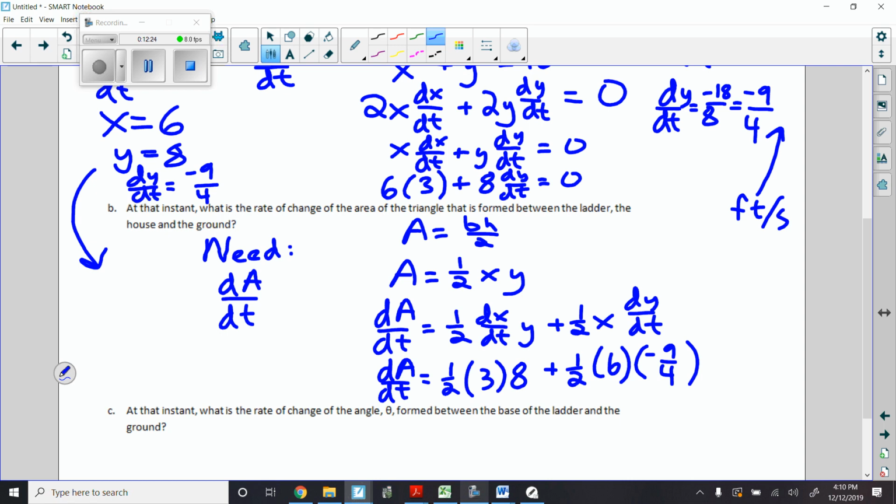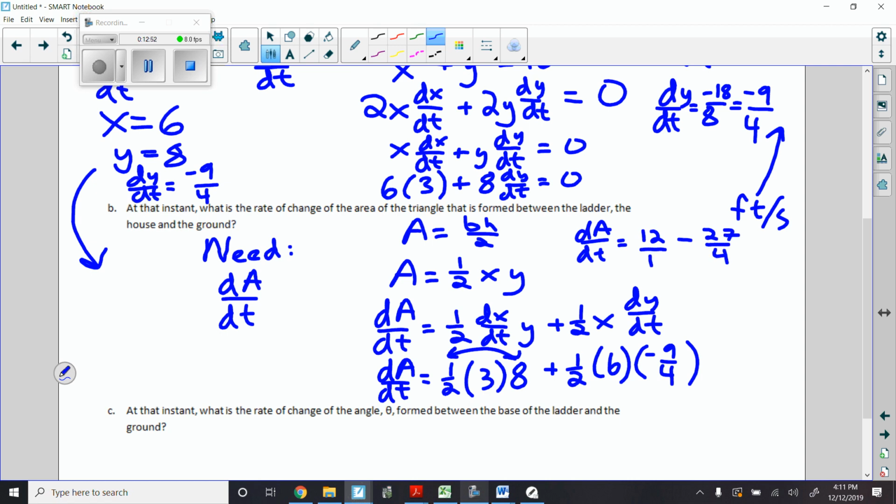Now, when I multiply these by hand, I'm going to multiply these two first because half of 8 is really easy to do. Half of 8 is 4. 4 times 3 is 12. So I'm going to get dA dt equals 12. This is now going to be a negative number. Half of 6 is 3. 3 times negative 9 fourths would be 27 fourths.